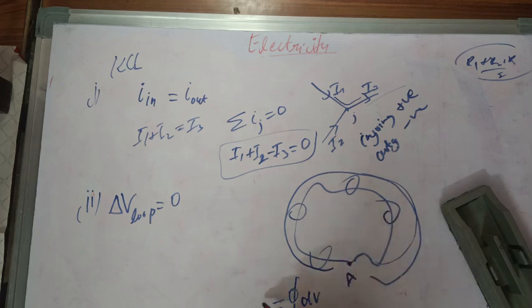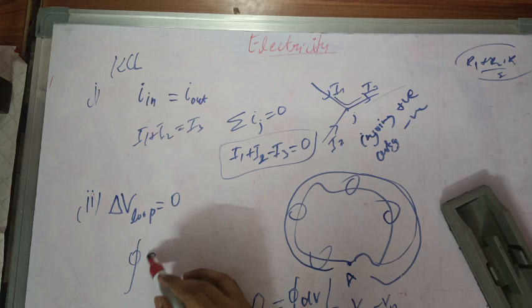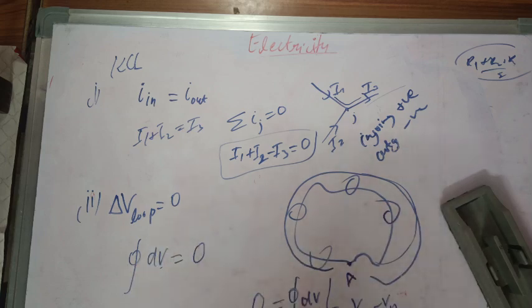then I will find that the total potential drop of the circuit will be 0, because this will become VA minus VA, so this will become 0. So I can say that the integration of dV over the closed loop would be equal to 0. I can write it like that.